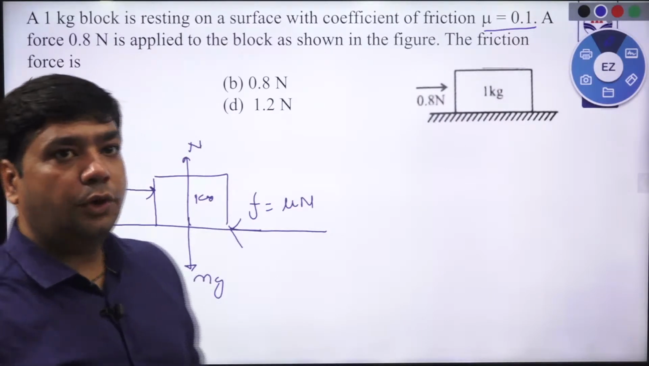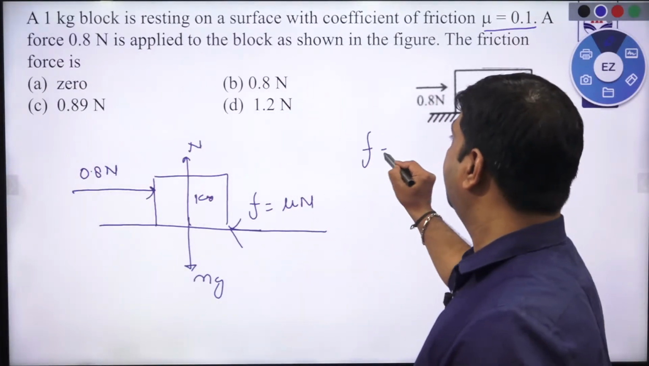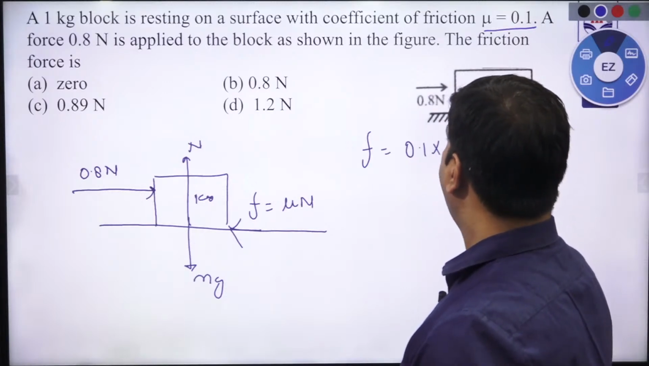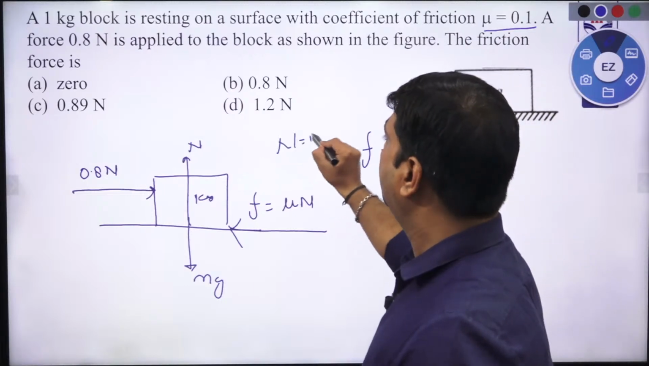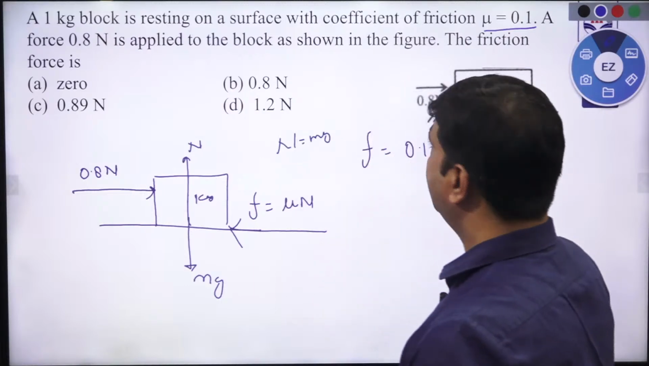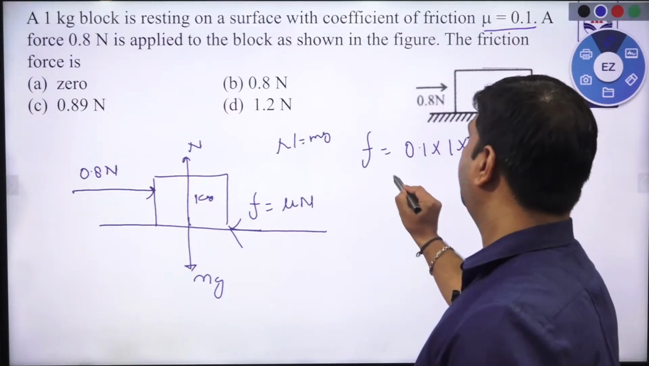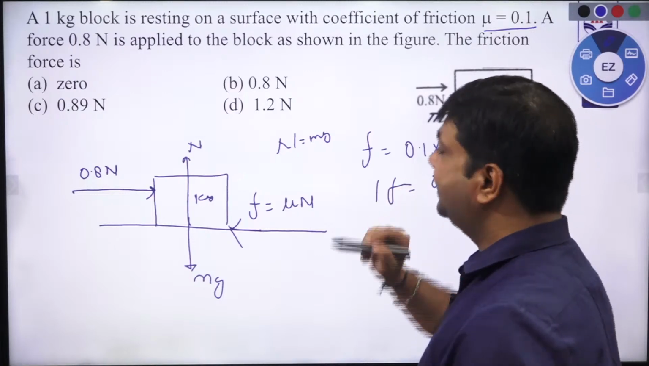Okay, if I just find the value of mu into N, the friction force, how much will the value come to be? Mu is 0.1, and what is the value of N? N equals mg. So M is just 1 kg and g is 9.81. So the friction force came to be 0.98. But you have to see one thing.